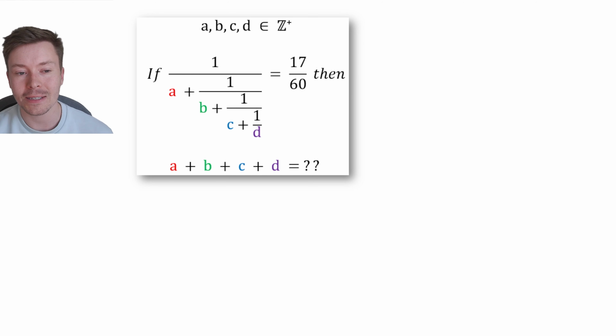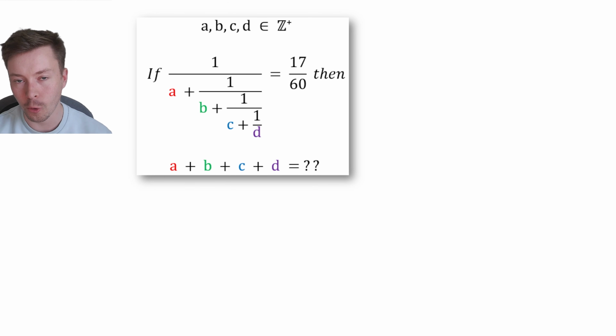And the top part means that A, B, C and D are elements of the positive whole numbers or positive integers. So we can only have whole numbers, they can't be zero, have to be positive. And we want to know that if A, B, C and D satisfy this stacked fraction being equal to 17 over 60, then what is the sum of A, B, C and D?